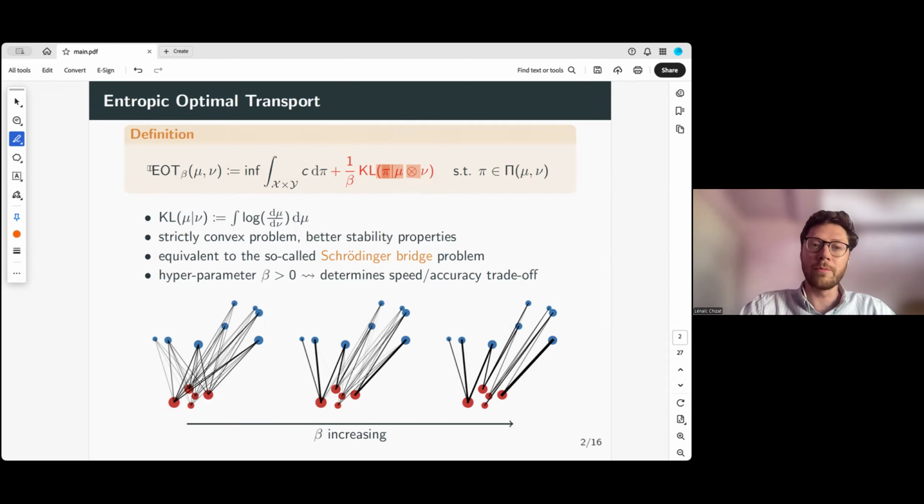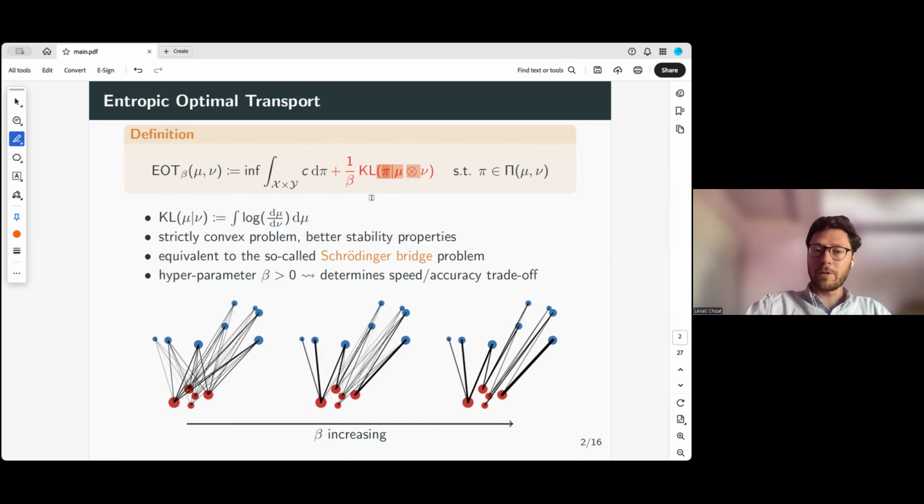The value of the minimum, which I will always write EOT of beta, will be more stable. You'll get more stability also of the minimizers of the problem, and so on. So this is a problem which is also interesting in its own right. It's equivalent to the so-called Schrödinger bridge problem, which is a classical problem in stochastic calculus. And you have this hyperparameter 1 over beta, beta, which is the inverse temperature, which determines somehow the approximation and regularization trade-off that you put into this problem.